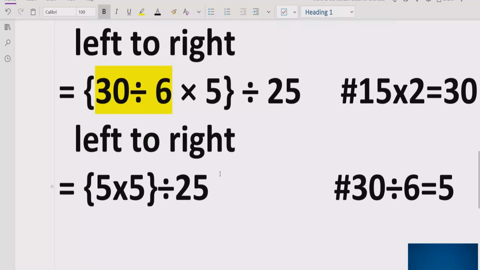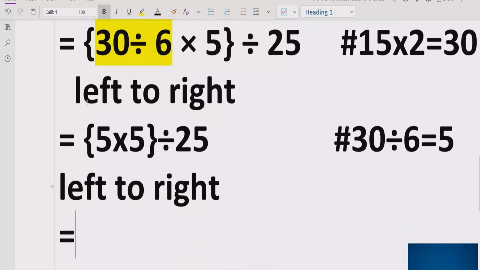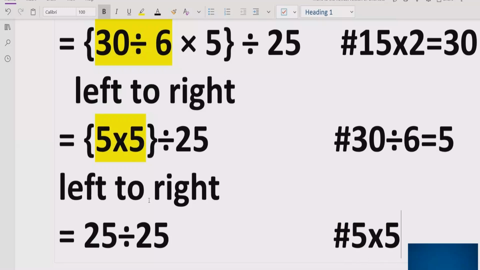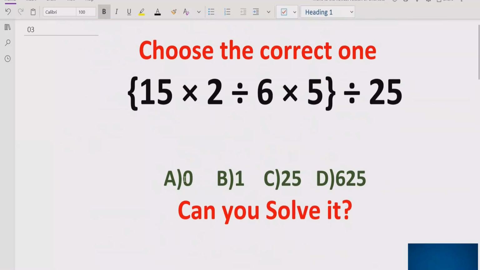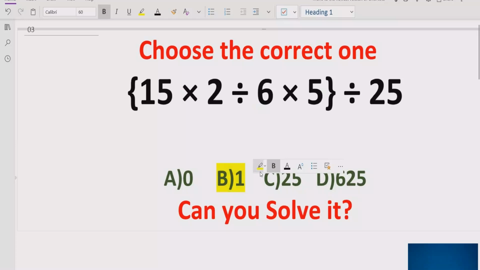Now again we go left to right because we have another multiplication. We see which comes first. Now we have 5 multiplied by 5. We write 25 and divided by 25, again writing it as it is. Here we give the reference: 5 multiplied by 5 equals 25. Now we have two terms, 25 divided by 25. We divide these two terms and get the answer 1. So the correct answer of this expression is 1. If you see the answer list, answer B is the correct answer of this expression.